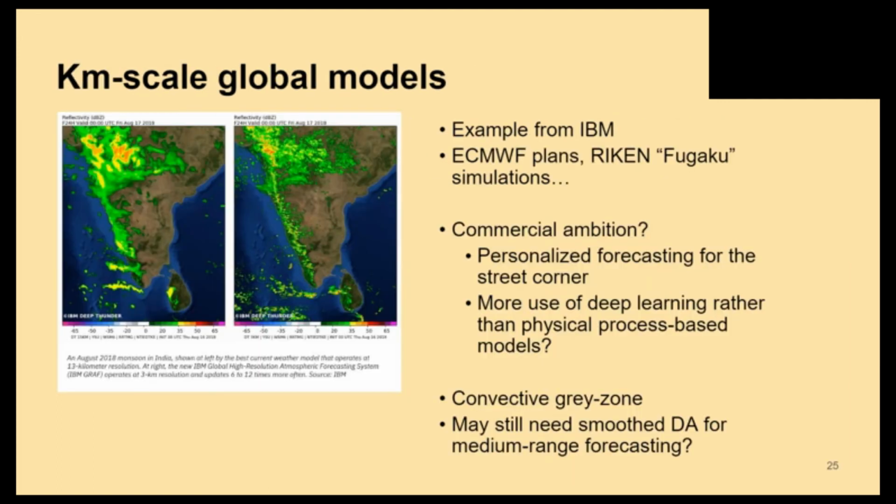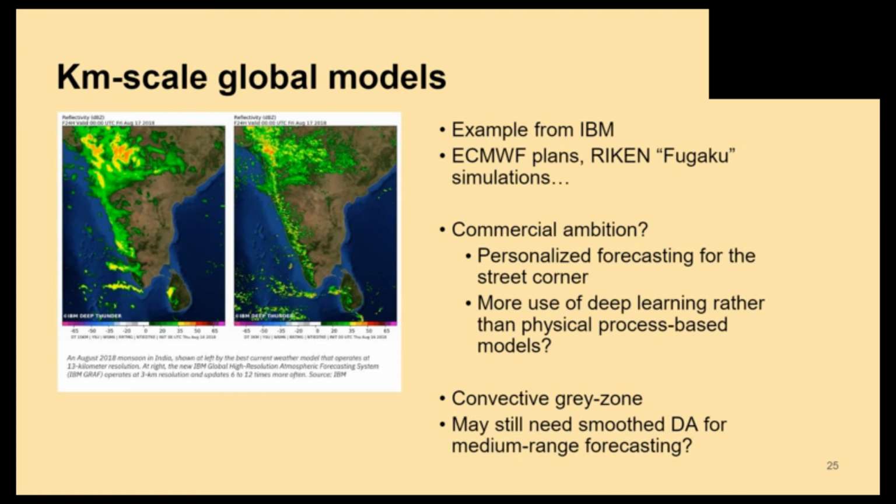So that was a push downwards in grid length. The other way you could change things is to keep the grid length the same, but change the domain. So several places are thinking about doing global models that have kilometer scale grid lengths. This picture on the left is an example from IBM, but ECMWF plans, there's the Riken Fugaku supercomputer, amazing supercomputer.